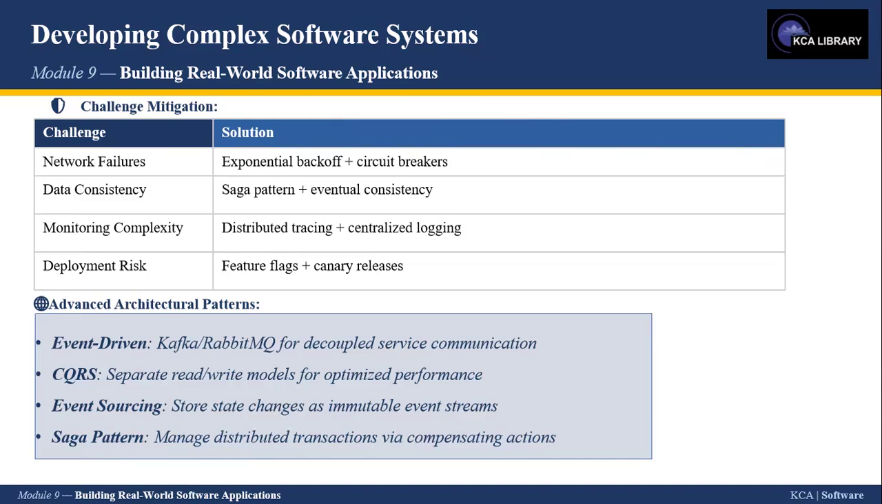Challenges to mitigate are distributed data consistency, network latency and failures, and monitoring and tracing complexity. These patterns are powerful but add complexity. Use them when the problem demands it.